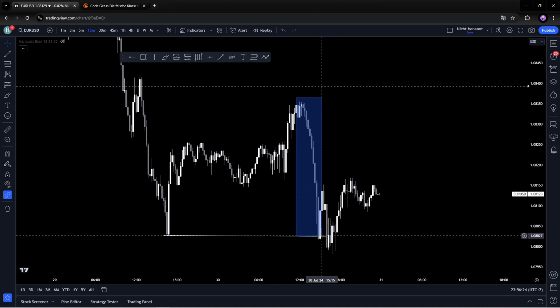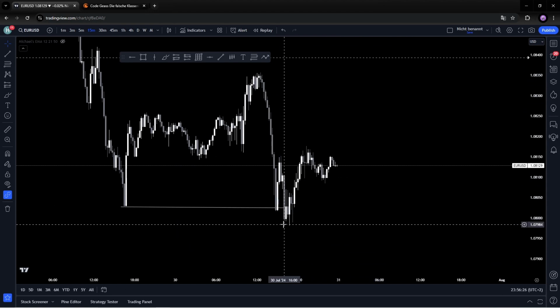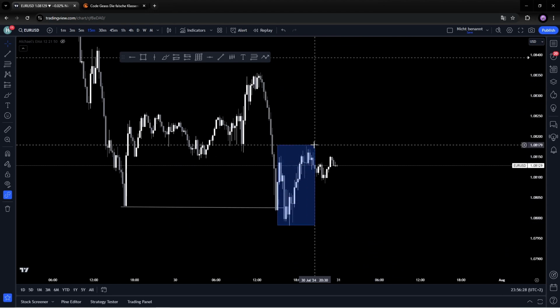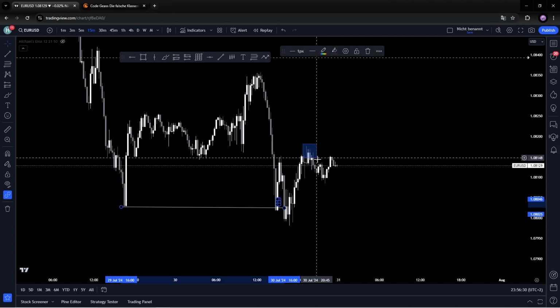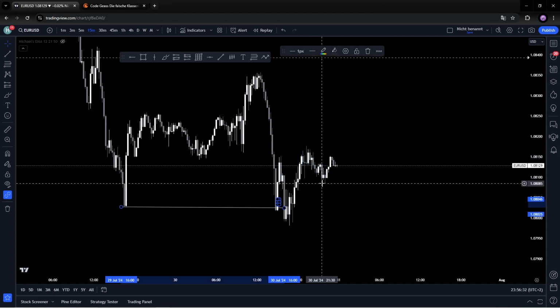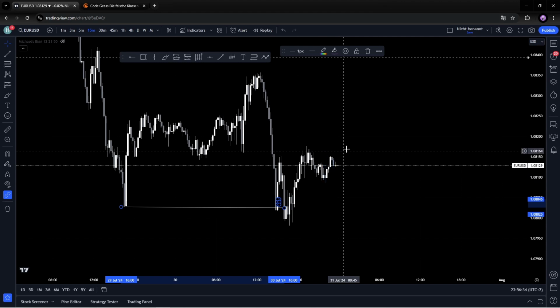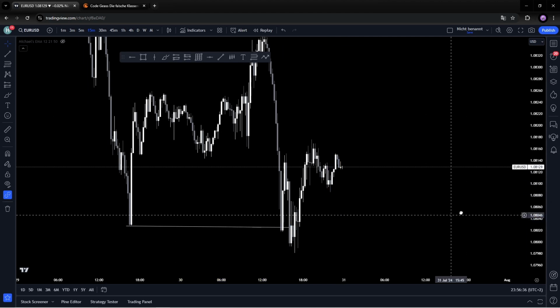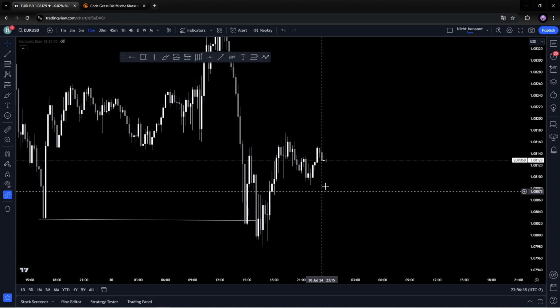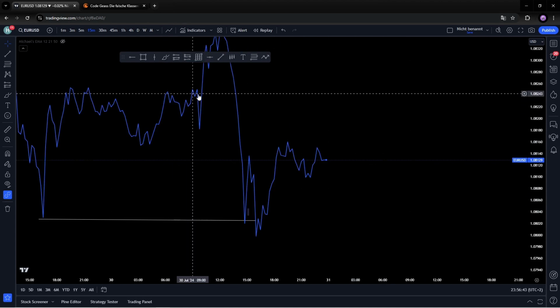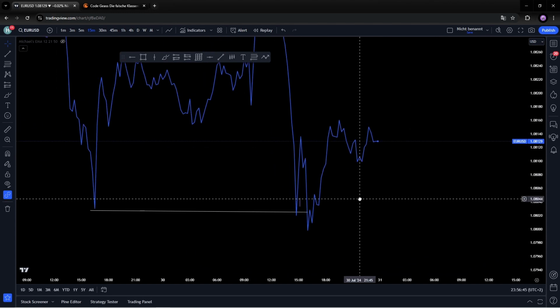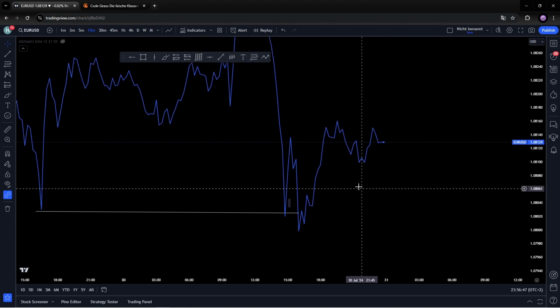This is showing you selling pressure. This is showing you a weird uptrend. This is showing you a downtrend, and this is a bit of buying pressure. You see the difference? Buying pressure and uptrend are not the same. Go to this line and just see where it's going.